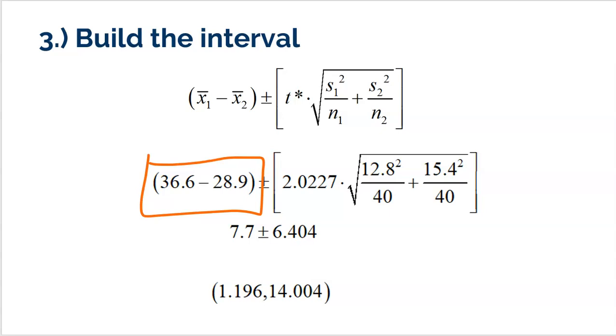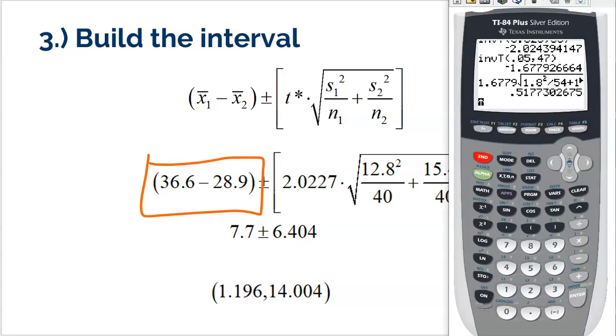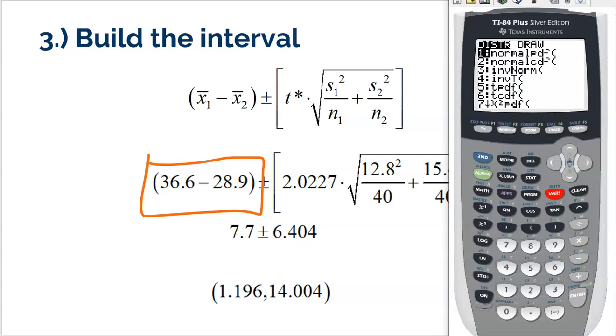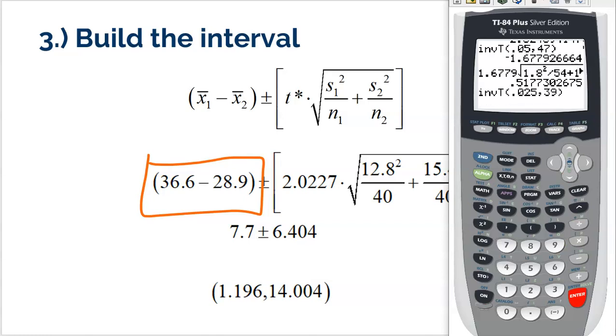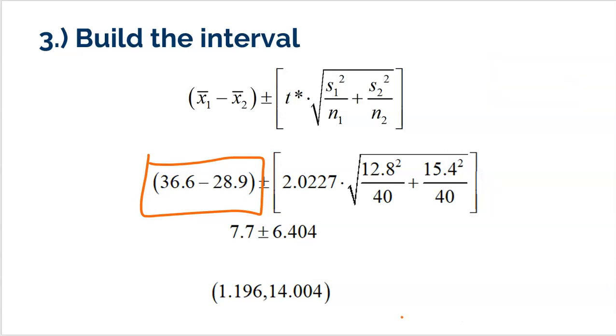The T star, let me just run through that real quick. Second vars, I'm going to go ahead and hit invert T here. 95% confidence, put 0.025 at the bottom. And 39 degrees of freedom that we discussed. And this is going to go ahead and get us that T star, 2.0227.